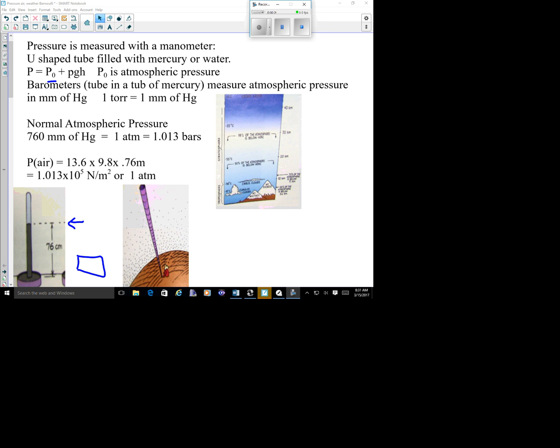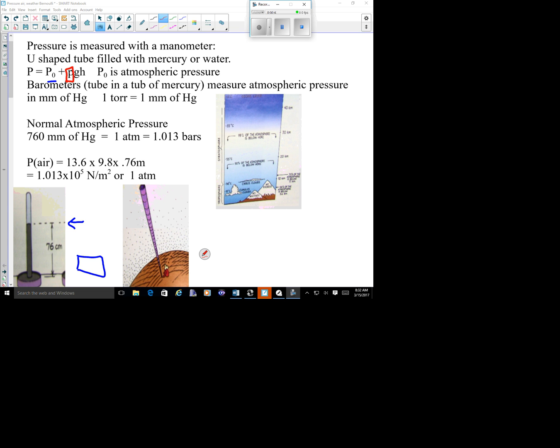If we want to measure pressure, we're going to use this formula: P equals the air pressure plus whatever you're measuring with. This little teeny p is actually a rho. It stands for the density of the object, g stands for gravity, and h stands for the height. The instrument we use to measure atmospheric pressure is called a barometer.